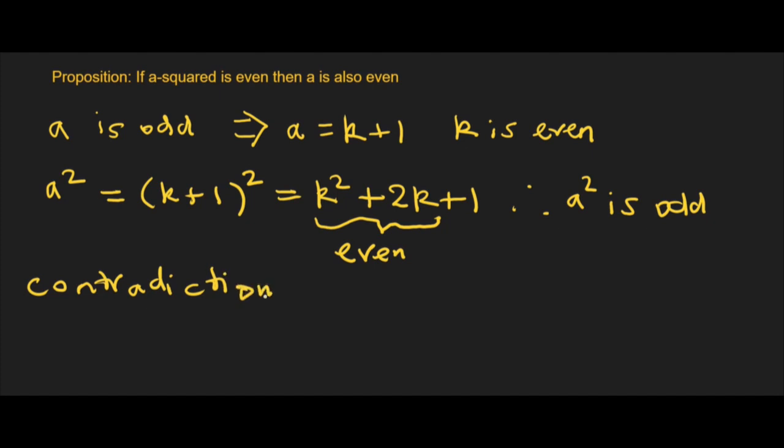We cannot simultaneously have A squared even and A being odd. So we've now shown both sides of the proposition. We've shown that if A is even, A squared is even. We've now shown that if A squared is even, then it follows that A is also even.